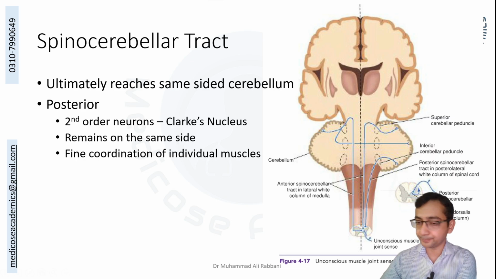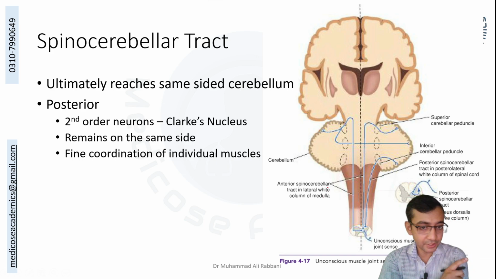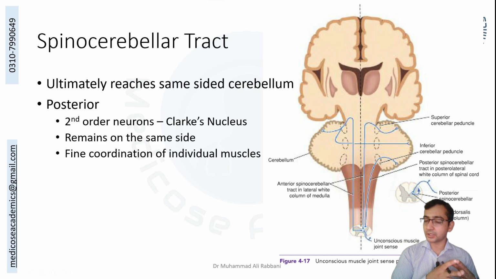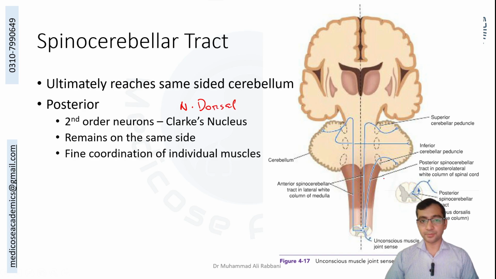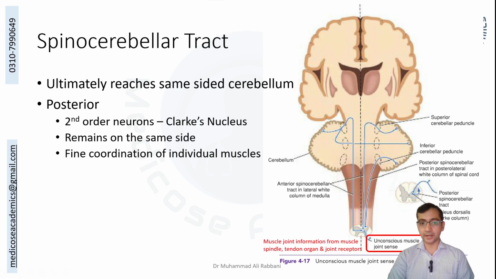In the posterior tract, you see here is a variation from the previous tract in that it only contains two order neurons. The first one carries the signal from the receptor and the second one carries it from Clark's nucleus through the spinal cord, and it did not cross. The second order neuron in this case, Clark's nucleus, also called the dorsal nucleus, remains on the same side, and it is mostly responsible for individual muscle coordination and is the major tract as compared to the anterior spinocerebellar tract. So let us discuss the anterior spinocerebellar tract.